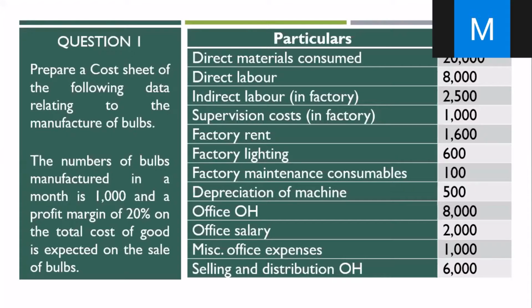Okay. So direct labor, we know direct labor is 8,000. Now 8,000 is your total direct labor. So 8,000 divided by 1,000 units, we know cost per unit is 8. So we've considered direct material and direct labor.